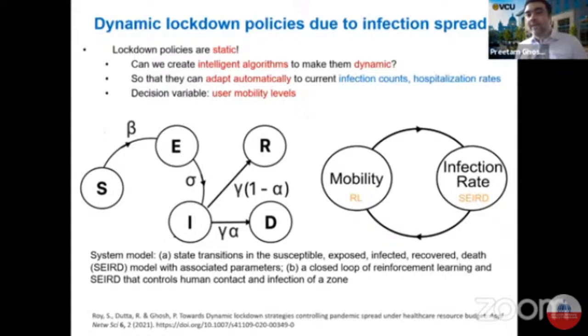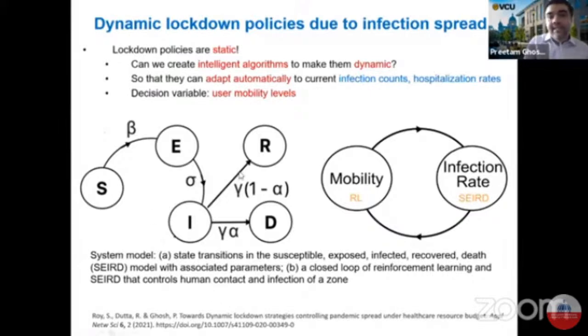So we try to create a computer algorithm that can automatically match what is happening in the real world in terms of how the infections are changing. And based on that, can we automatically change the lockdown levels? So we say that, okay, zone 1, do a 5-day lockdown. Zone 2, do a 10-day lockdown. Can we automatically make these decisions depending on the infection numbers and how they are changing? So that was the goal of this piece of work.